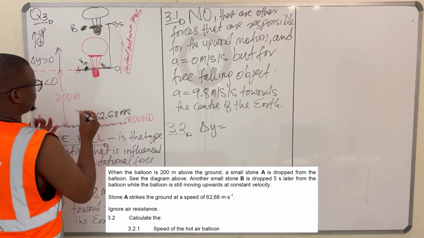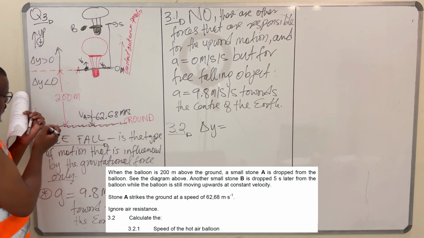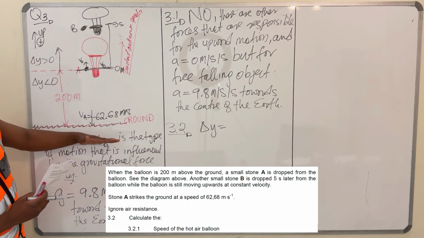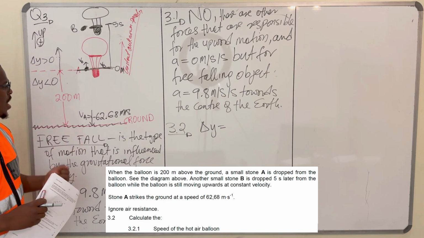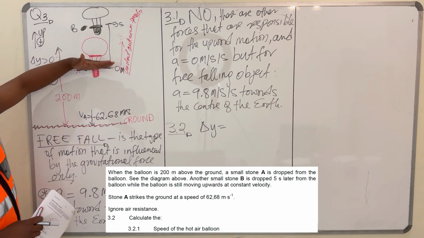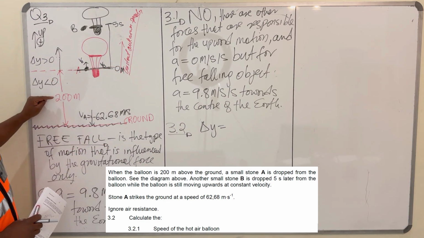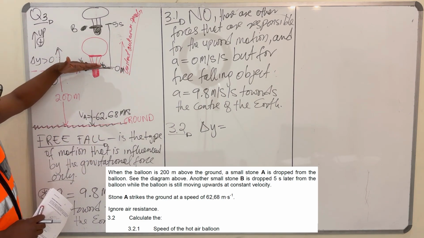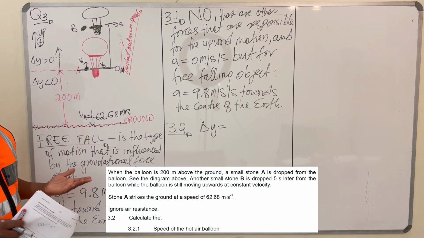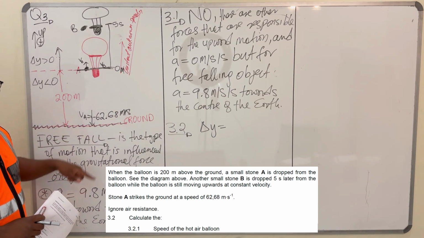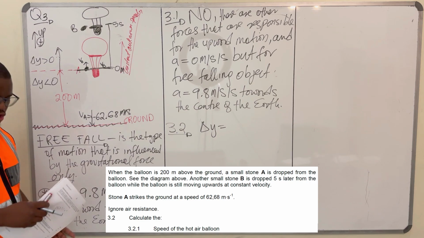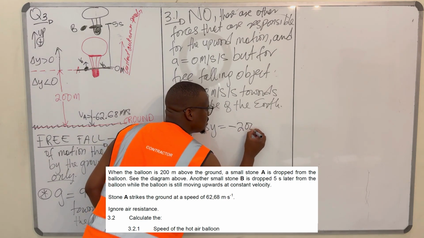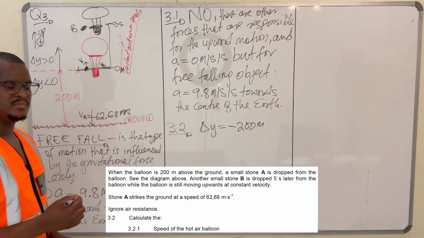So I said that all displacements above this line are positive and all displacements below this line are negative. So we know that our ball's displacement is negative 200 meters, because from its starting position to where it ended is 200 meters below. So your displacement is negative 200 meters. What else are you given?